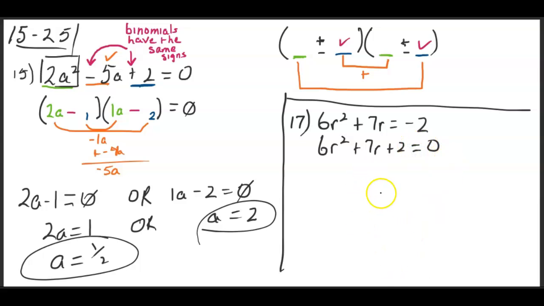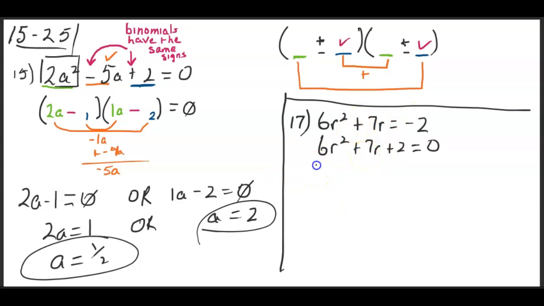Okay, so now we're ready to factor. Now, the first thing I actually want to do when I see that my lead term is not a 1, I want to see if I can factor something out of the trinomial. Now in this case I can't, because I have an even 6, an odd 7, and an even 2. So I'm not going to be able to factor something out.